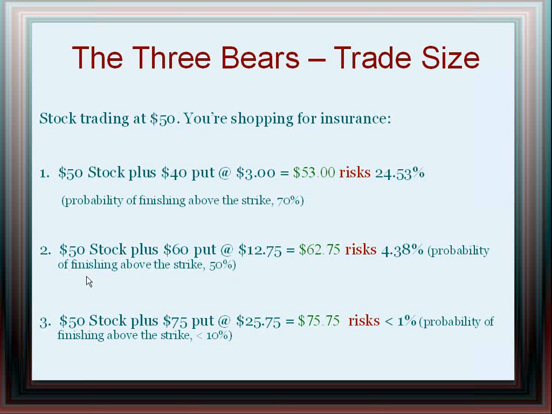All right, now, could we go deeper in the money? Absolutely. We'll go a little bit in the money, have a 5% risk. Couldn't we go deeper in the money and have less than 1% risk? Well, let's take a look here. Buy the stock at 50, buy a deep in the money 75 strike put for $25.75. Our total invested is $75.75, so we're only risking 75 cents. Less than 1% probability of finishing above the strike, of course. We have very low probability or expectancy. But we're risking less than 1%. Isn't this the goal? Isn't this what we want to have, a really low risk position?